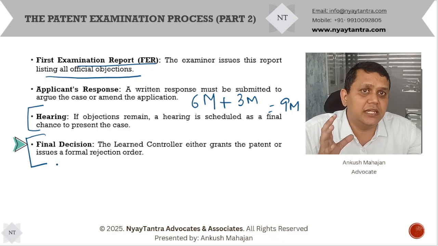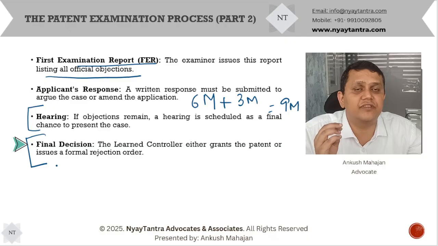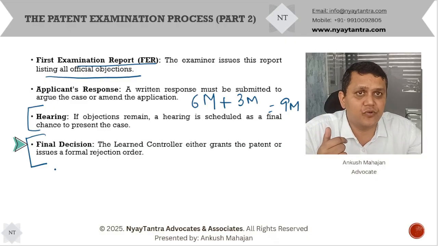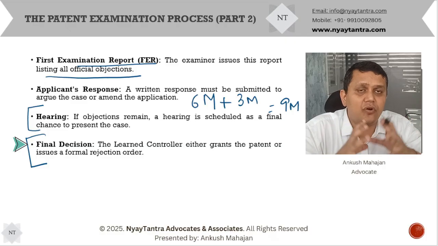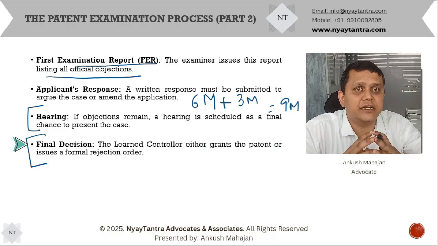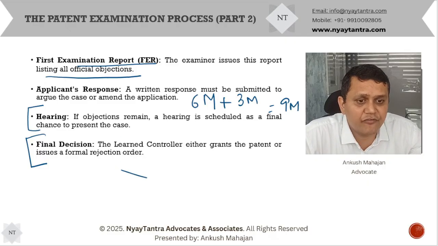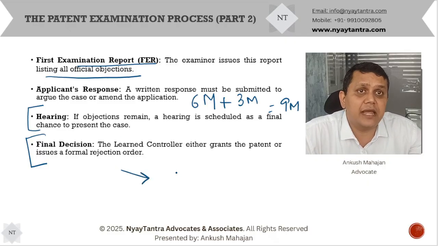then the learned Controller is going to examine your response to the first examination report, response to any further examination report if issued by the learned Controller, and the written submissions submitted by the patent applicant. Based on all these documents, the learned Controller is going to issue the final order. The final order can be in your favor also and can be against.